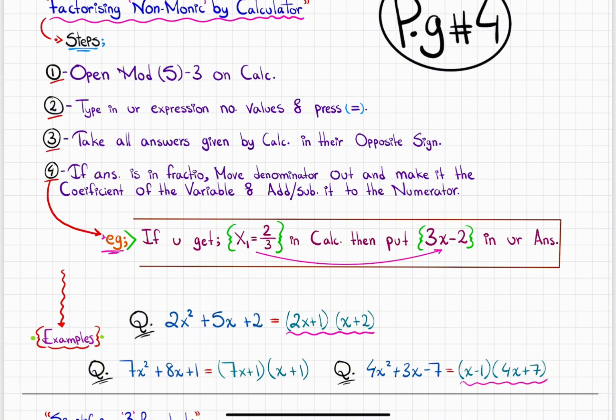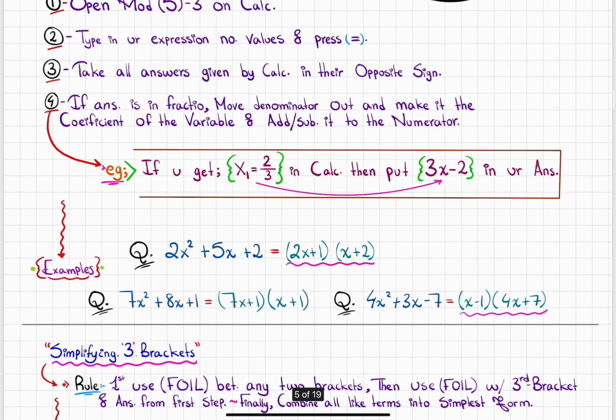But if your answer is in a fraction, then you move the denominator out into the coefficient of x, and you use the opposite sign, whether it's addition or subtraction, onto the numerator. So for example, if you get x1 is equal to 2 over 3, then you take 3, put it as a coefficient of x, and minus 2. So if you get x1 is equal to 2 over 3, it's going to be 3x minus 2 in your answer.